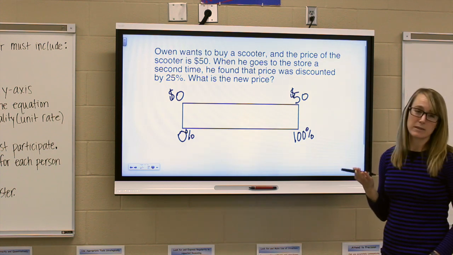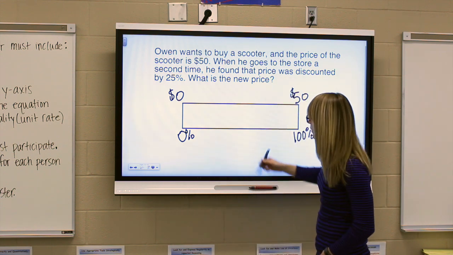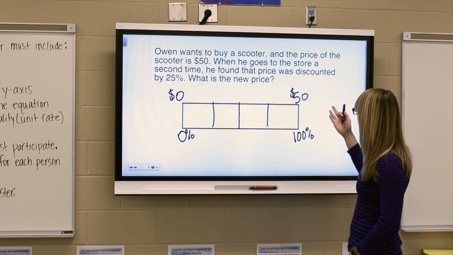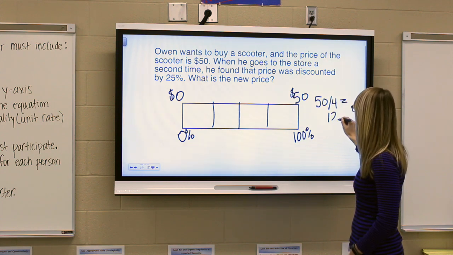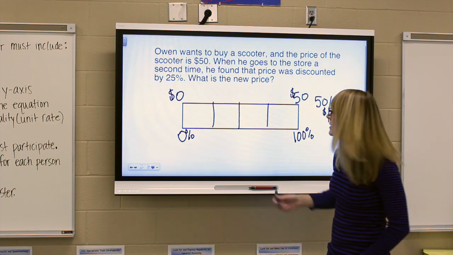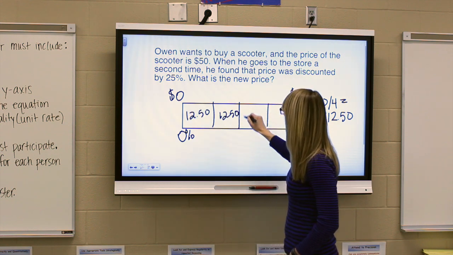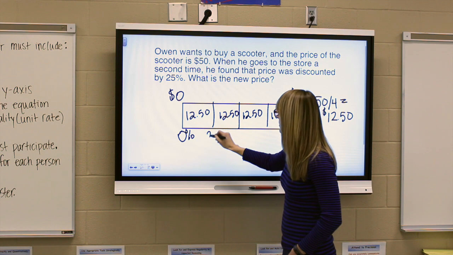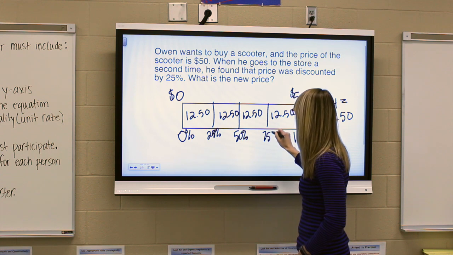And we know that the price was discounted by 25%, and that's one of our benchmark fractions. We know 25% is the same as a fourth. So all I'm going to do is split this into fourths, and then I can take my $50 and divide it by 4, and I get $12.50. That's a fourth, or that's 25% of the original price. So each of these sections represents $12.50. Okay, so there's my 25%, 50%, 75%.